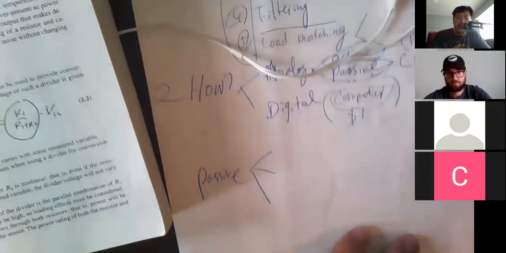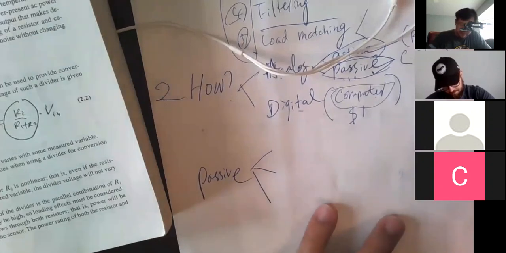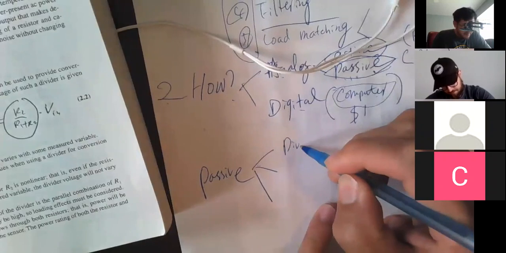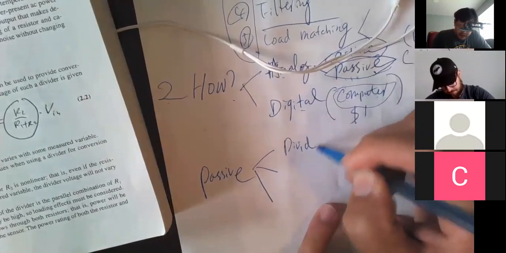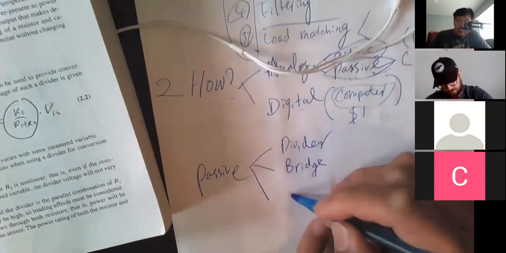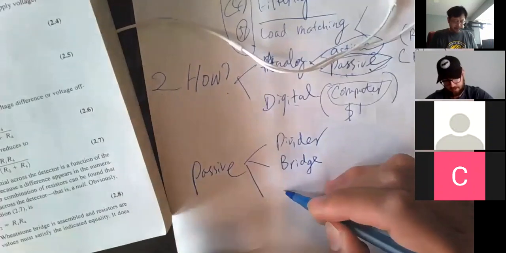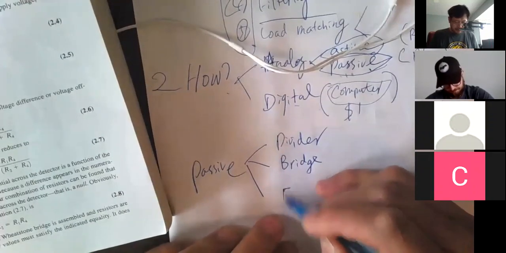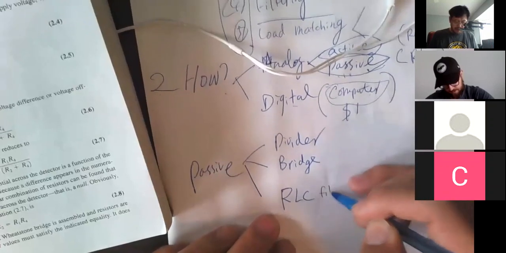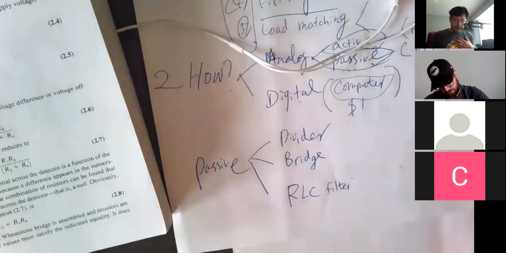Today we're going to cover 3 passive conditioning circuits. The first passive is called a divider. The second passive is called a bridge. The third passive is called an RLC filter. So we will have 1, 2, 3.